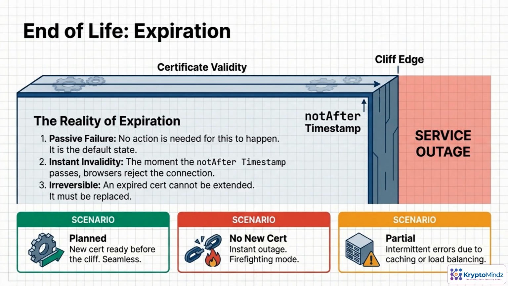In practice, you see three patterns. In the best case, renewal is planned. A new certificate is issued, deployed everywhere, and traffic moves over seamlessly. In the worst case, no new certificate is available when the old one expires, and you get an immediate outage and a firefighting scenario. In between, you can have partial failures, where some nodes have the new cert and some still serve the old one, causing intermittent errors due to caching or load balancers. The key takeaway is that expiration is predictable, irreversible, and entirely your responsibility to manage operationally.